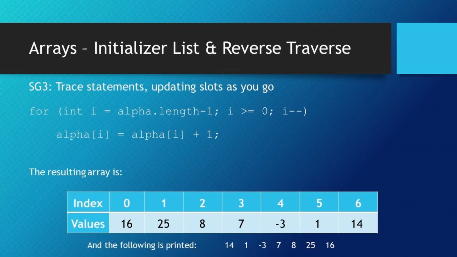position 0. For the second loop, we again start at length - 1 and continue as long as i is greater than or equal to 0, decrementing by 1 each time. And in this case, it's printing the value alpha sub i. The values that would be printed are the values of the array in the reverse order. So we would have the following values printed: 14, 1, -3, 7, 8, 25, 16.